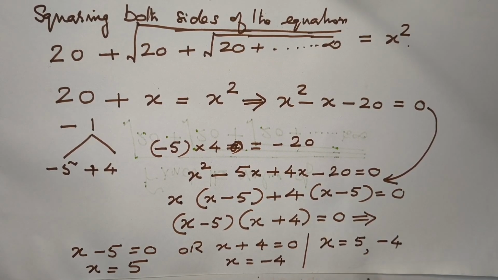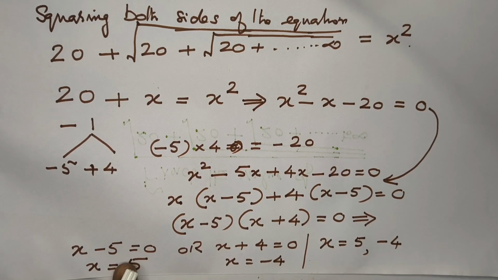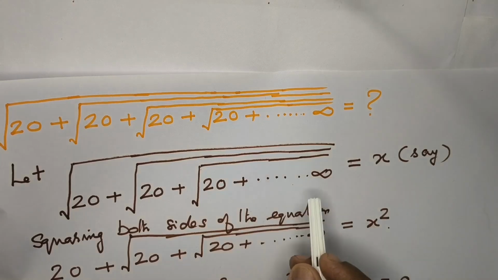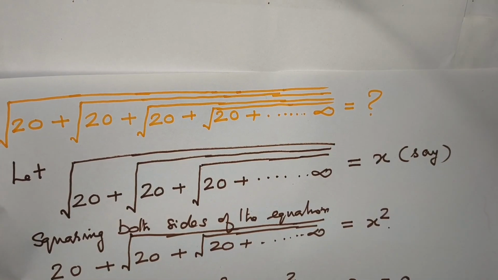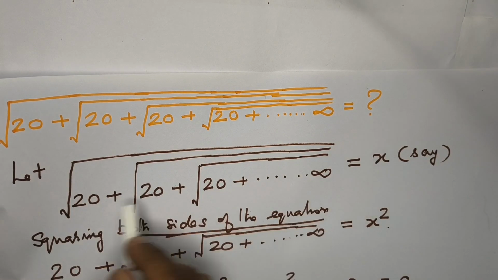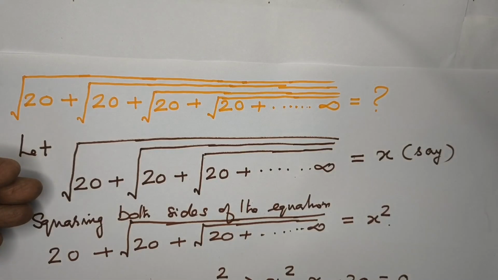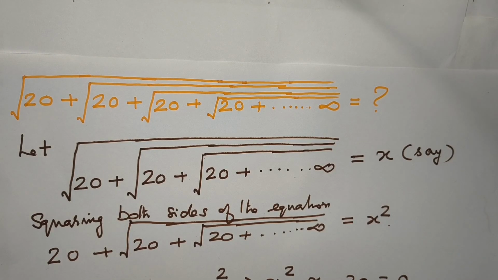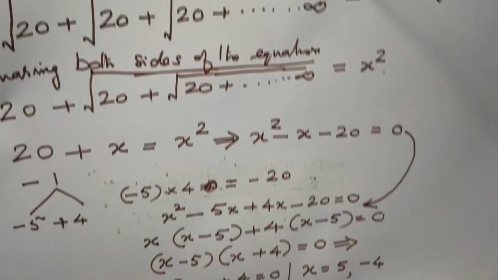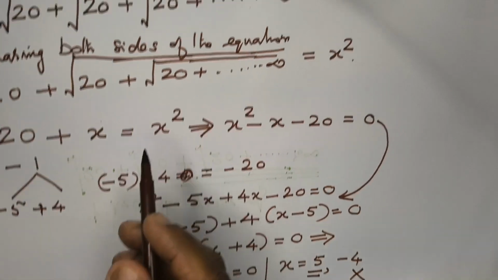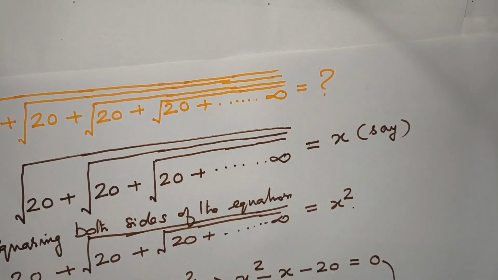What do you choose out of these two? Now, what is x, by the way? X is actually the given infinite series. This is the given infinite series. We have taken that to be x. So the value of x will be the value of this infinite series we have got. Now, what do you choose out of this? This is clearly a positive number. Can you see that? So we will discard that minus 4 from the solutions we have got. So x equal to 5, or rather 5 is the value of the infinite series we had.